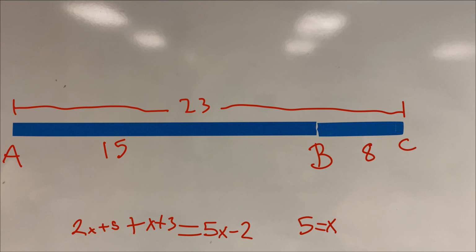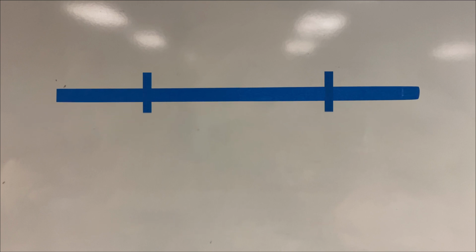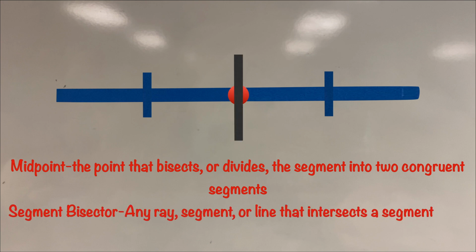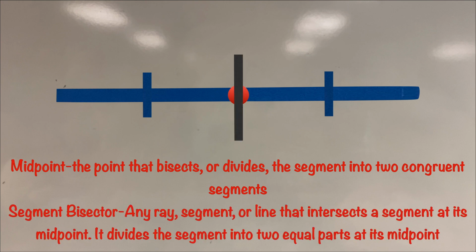So now that we've tried that, let's now talk about midpoint and bisectors. In this case, the midpoint. The midpoint is the point that bisects or divides the segment into two congruent segments. So if you hear the word bisect, it means cut into two equal parts. Next, we have a segment bisector. It's any ray, segment, or line that intersects a segment at its midpoint. It divides the segment into two equal parts at the midpoint.